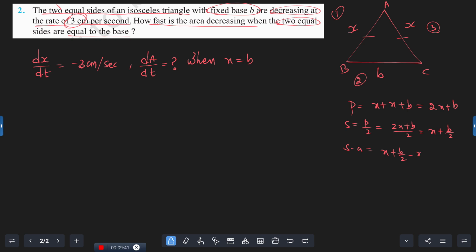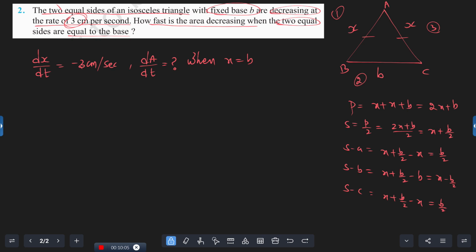Taking the first side a as x, s minus a equals b by 2 you will be getting. S minus b equals the s value, x plus b by 2, minus b, and when I apply it here, I am getting x minus b by 2. S minus c is equal to x plus b by 2 minus c, the third side, that is also x. X cancels, again b by 2 I'm getting.